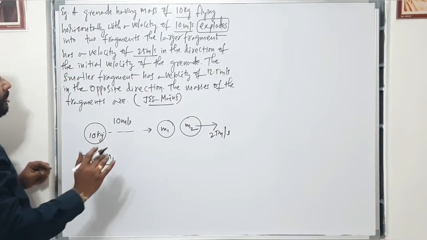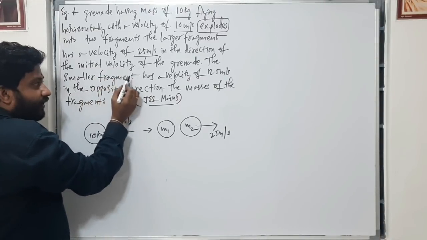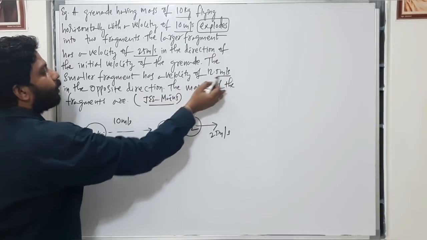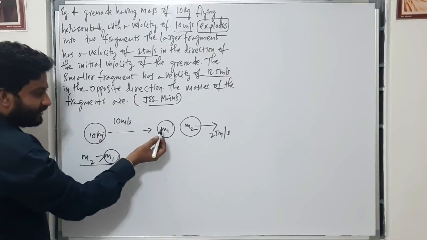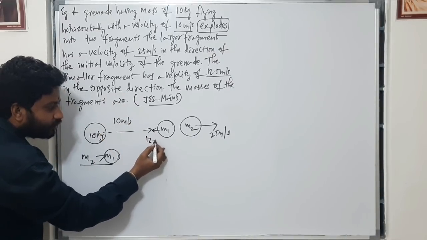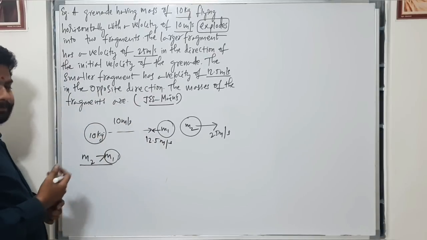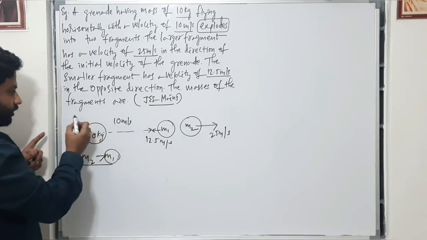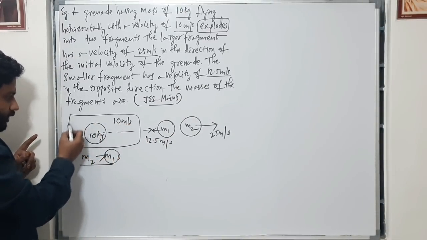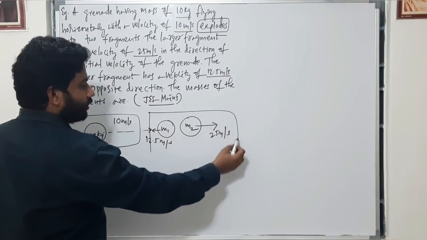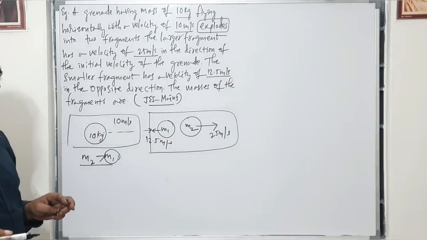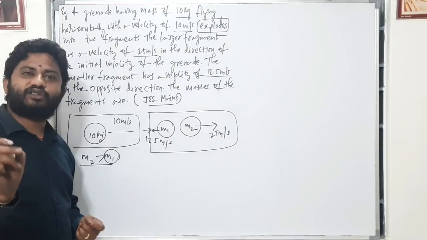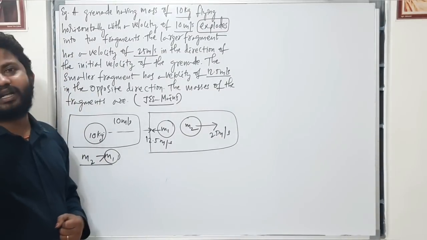Alright? Now, the smaller fragment, I have considered M1 is the smaller, right? The smaller fragment has a velocity of 12.5 meter per second in the opposite direction. So this is moving in the opposite direction with the speed 12.5 meters per second. This is before explosion and this is after explosion. Is there any external force acting on the system? No, impossible.